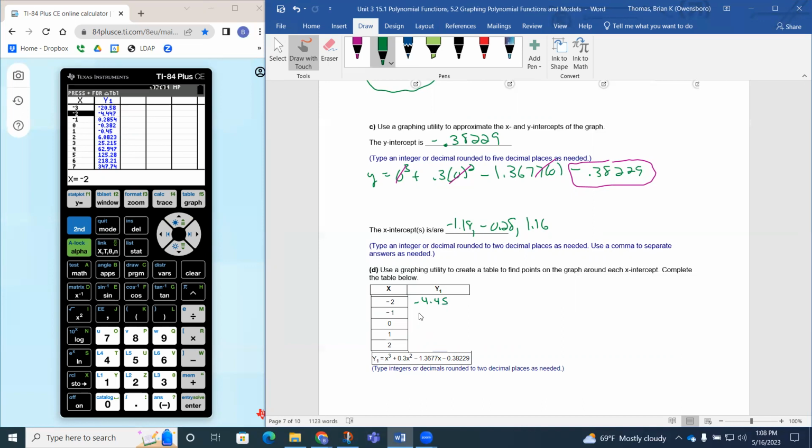And then -1 would give us 0.29. 0 would be -0.38. And then 1 would give us -0.45. And 2 would give us 6.08. So we just use the table there to complete those.